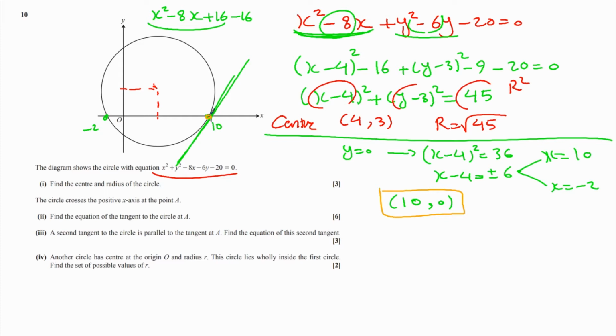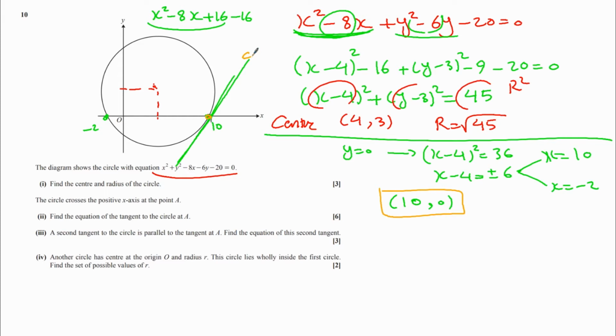What else do we need to find to write the equation of the line? There are two methods you can use here. One method is the one you will learn later in Core 3 and Core 4, which is implicit differentiation.